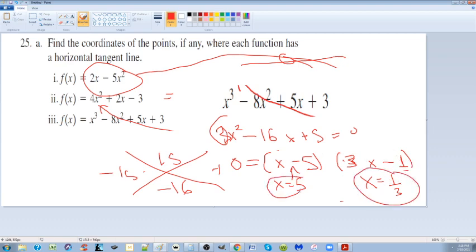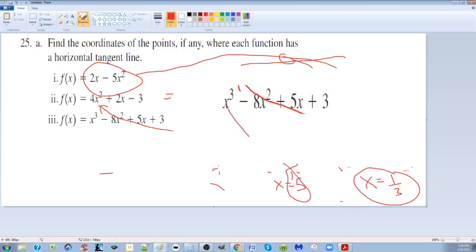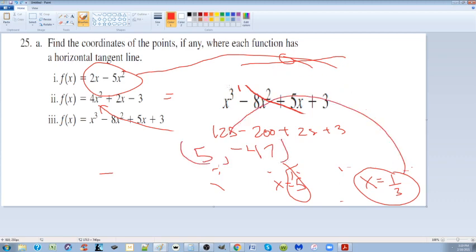And now that we have the x parts, we have to go back here and put it in here to find the coordinates. So essentially we're finding the local max and minimum of a cubic graph. Very useful later on. So 5 cubed is 125, minus 8 times 5 squared, which is minus 200, plus 25 plus 3. So you see that this is going to be minus 75 plus 25, so it's minus 50 plus 3, minus 47. So one coordinate is 5, comma, minus 47.